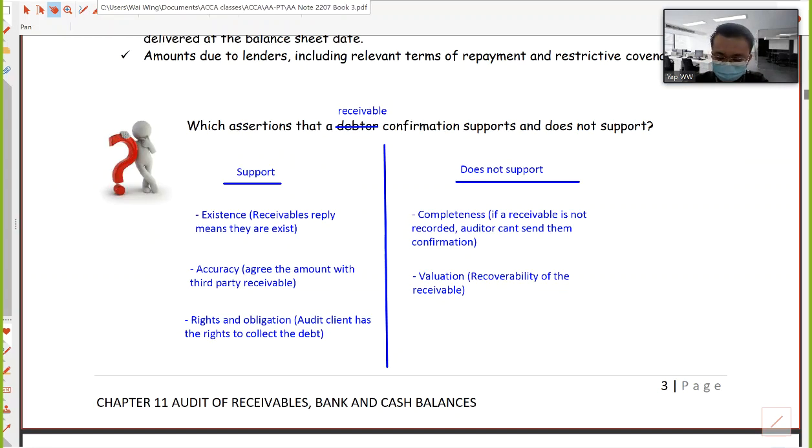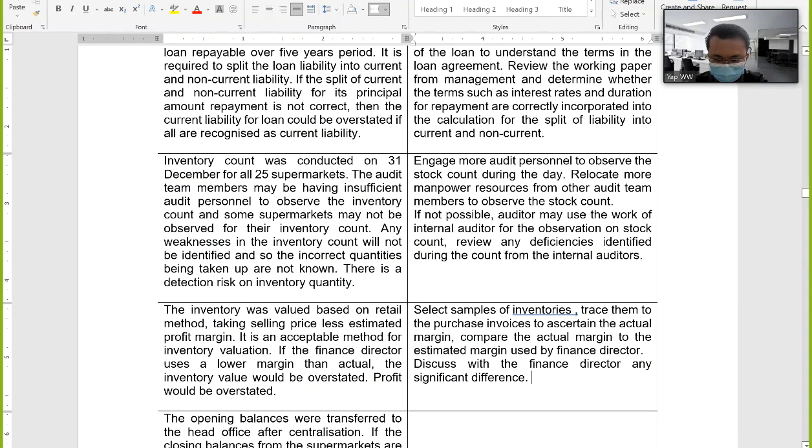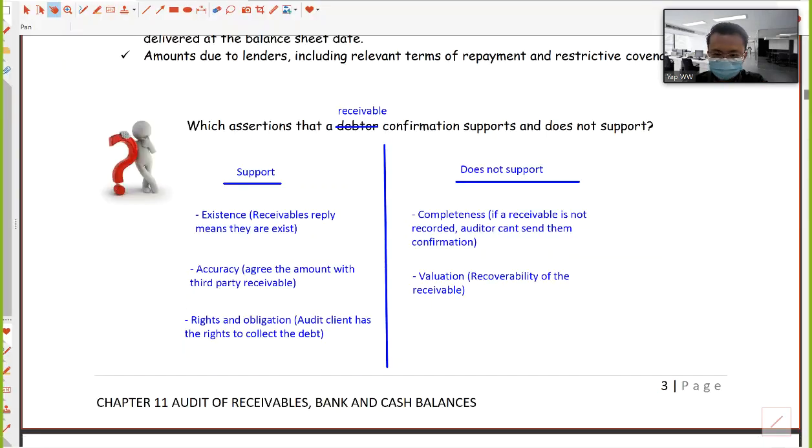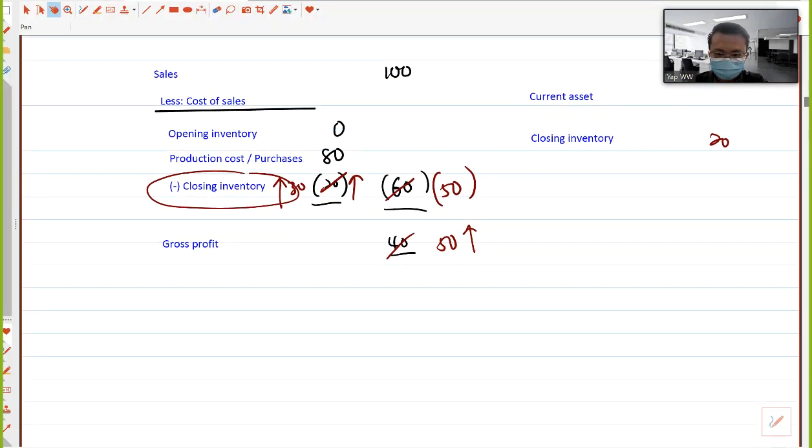So now back to the question just now. They mentioned here, actually I am the one who mentioned that: taking a lower margin than actual. This finance director used a very special technique, the so-called retail method. This retail method is like this. How do I get the closing stock value? I don't want to calculate their cost. Not to say lazy, but there are too many stocks.